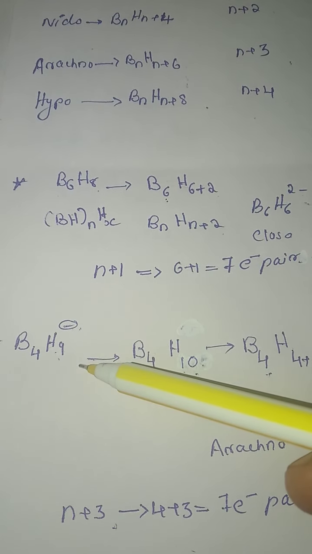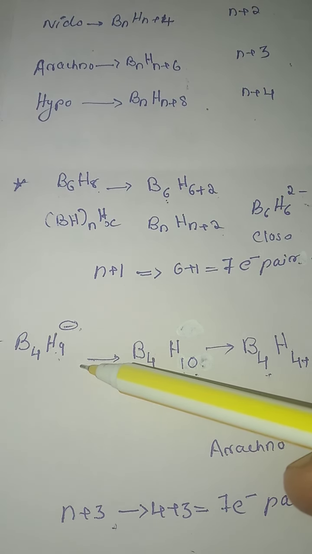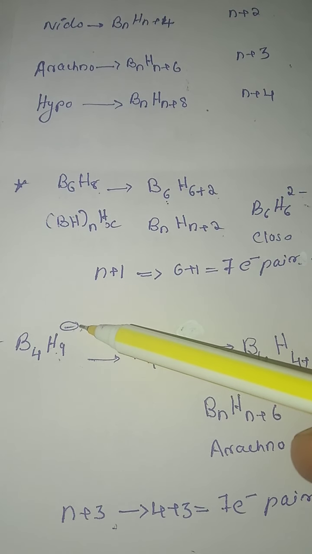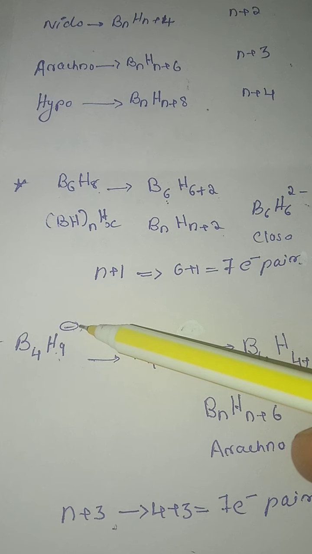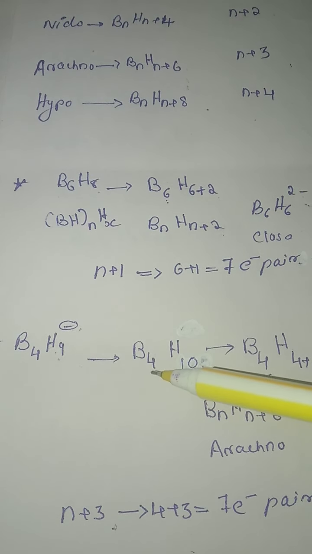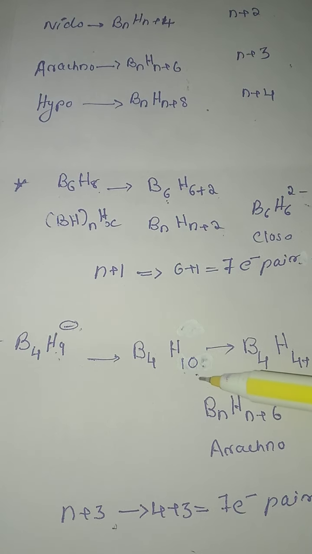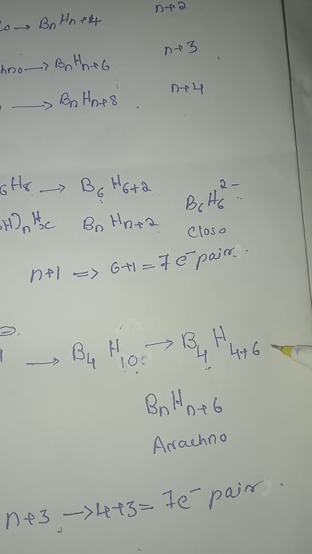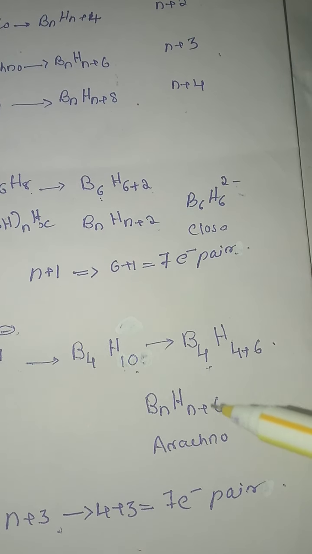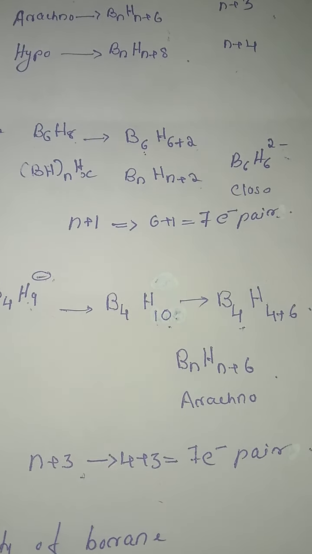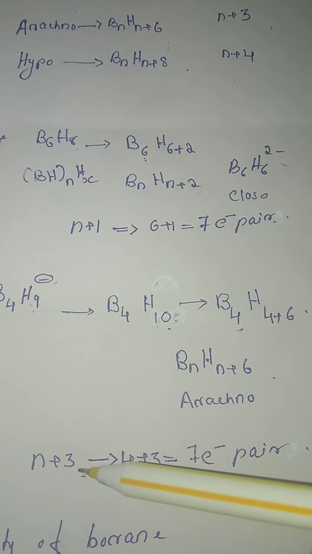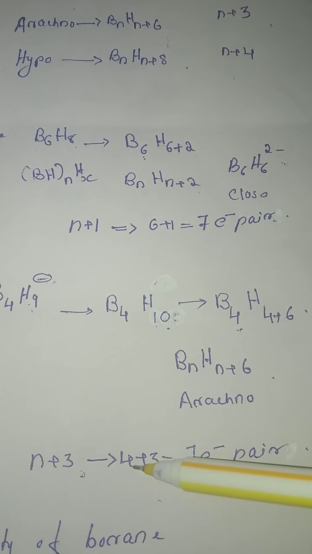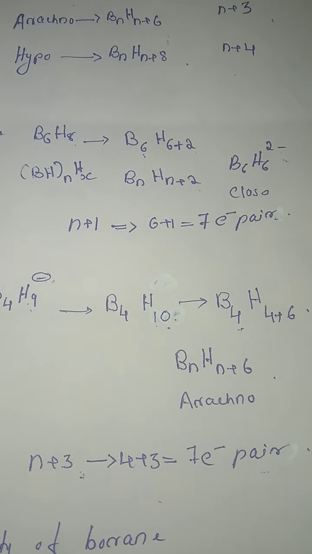Next one is B4H9-. Here there are 4 BH units and 5 extra hydrogens, and also 1 negative charge. So this can also be considered as hydrogen, and we write it like this: B4H10. Then we can separate it as B4H4+6. This is of the form BnHn+6. The structure is arachno. And the number of skeletal electron pairs can be found by n+3. Here n is 4, so 4+3 equals 7 electron pairs.